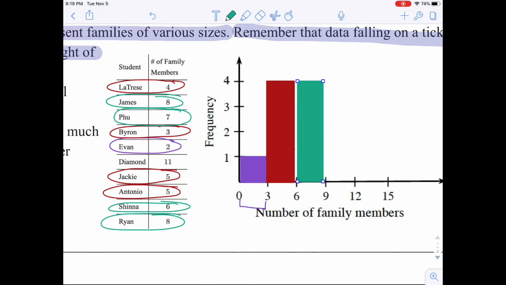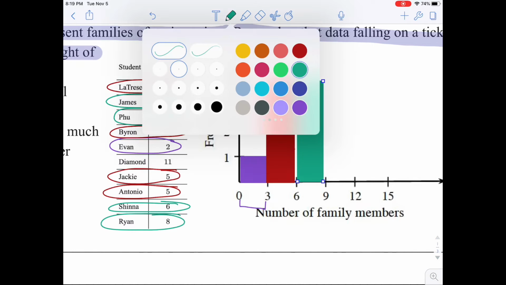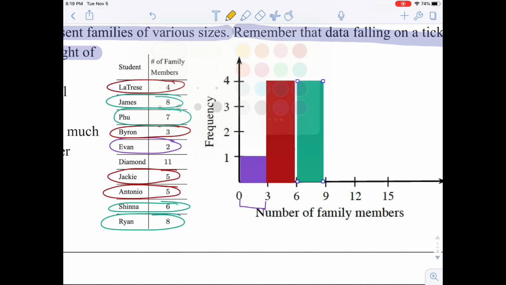Okay, so we have 3 bars so far. The 2 in the middle should be equal in height. Many people forgot 6, and to be honest, I almost forgot the 6 too. But don't forget, you have to include 6 and make sure you have all of your data. Okay, so the last one, I'll do in yellow. It looks like people who have 9, 10, or 11 people in the family would fall into that bin, and there's only one person, which is Diamond.